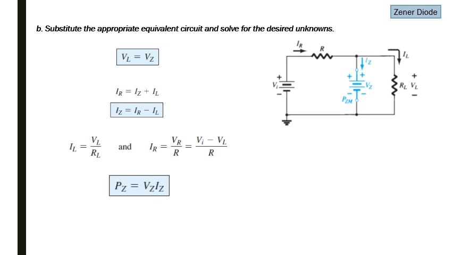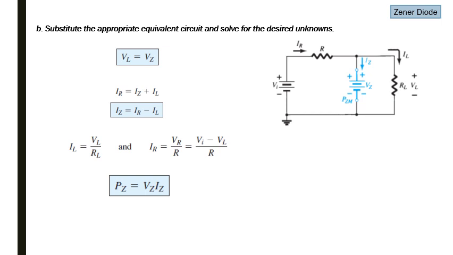is equal to IZ plus IL. Current IR is getting divided in two branches, IZ through the Zener diode and IL through the load resistor. And we can find IZ from this equation, IR minus IL. And IL is equal to VL over RL, and IR is equal to Vi minus VL over R. So IR is equal to Vi, which is the supply voltage, minus the voltage at this point, which contains two parallel branches, VL, divided by the value of this resistor R.